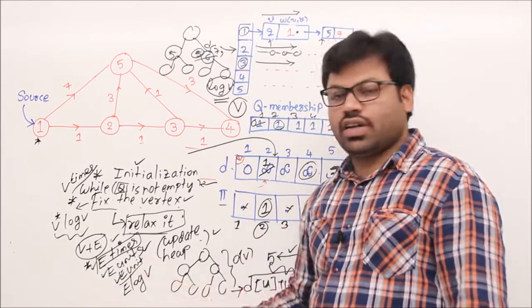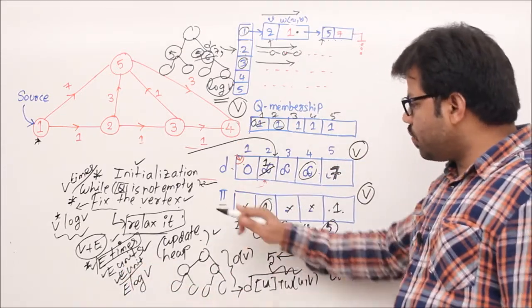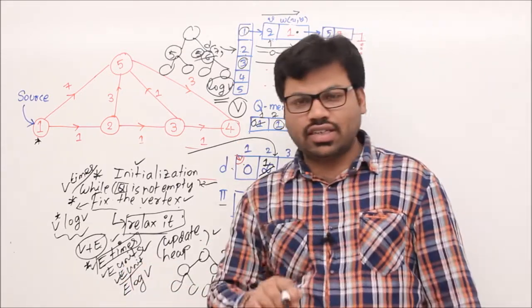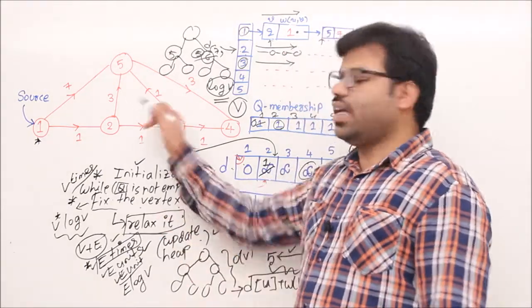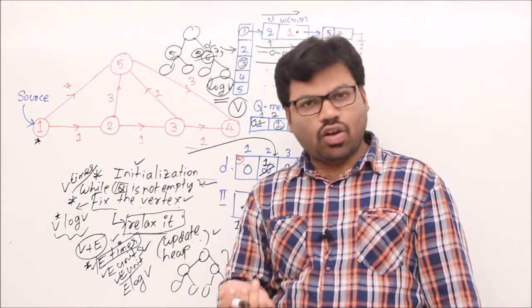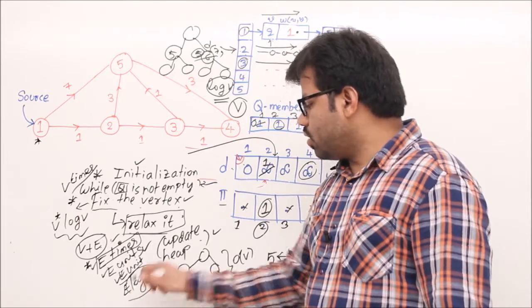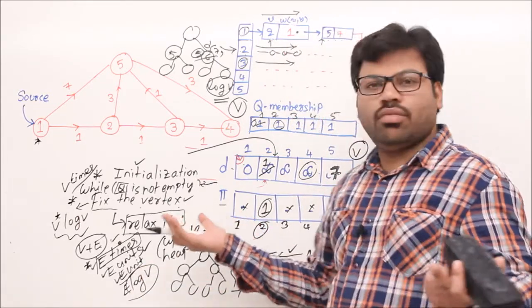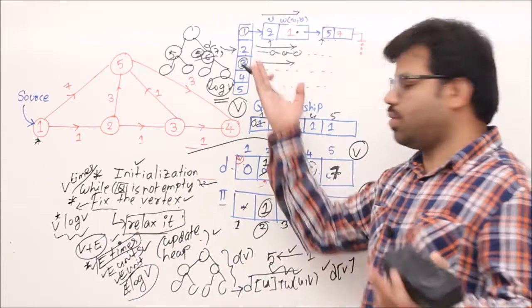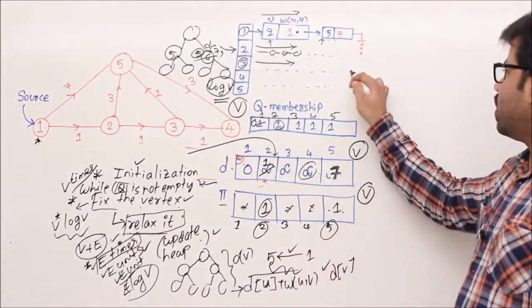Then E units for updating D values and E units for updating pi values. After that, the last step is updating in the heap E times, each time taking log V, that's why E log V. So we did not do anything other than this, right? After all, we did these steps. So we'll see the time complexity of Dijkstra's algorithm.